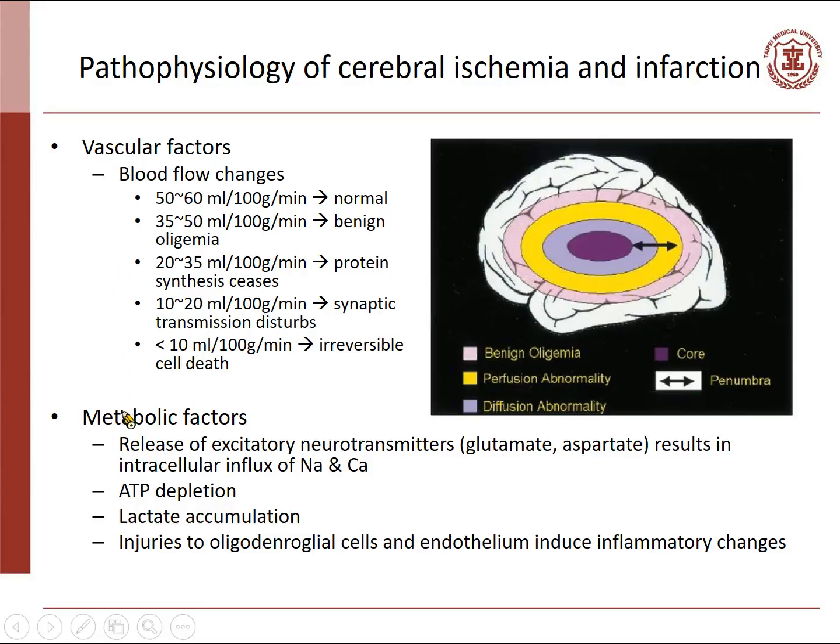And there's the metabolic factor. In tissue ischemia, there are several changes: ATP depletion, lactate accumulation, and injury of endothelial and oligodendroglial cells, and they may also induce inflammation or delay neuronal death.